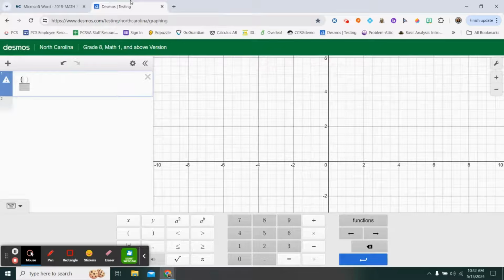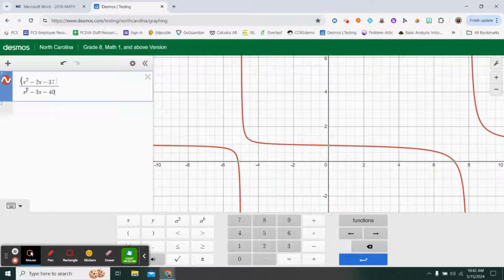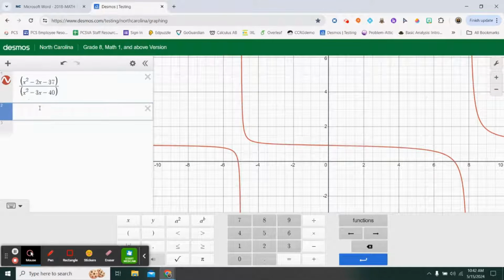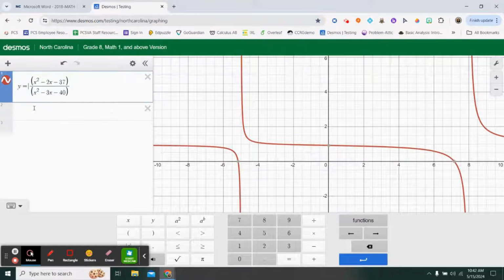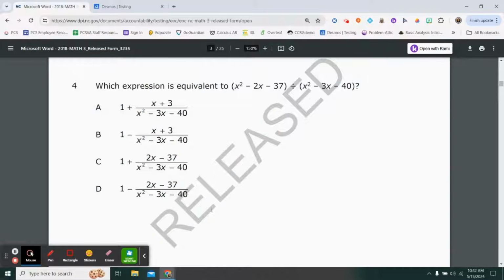So I'd have x squared minus 2x minus 37. And then I'm going to have the bottom, which was x squared minus 3x minus 40. I can put that in parentheses too if I'd like to. That's fine. So that's my equation. It's also safest to go ahead and do y equals in the front, in case your answer is a constant number. So I put y equals the problem into line 1. This was the problem. Instead of using the division symbol, I just used a fraction.